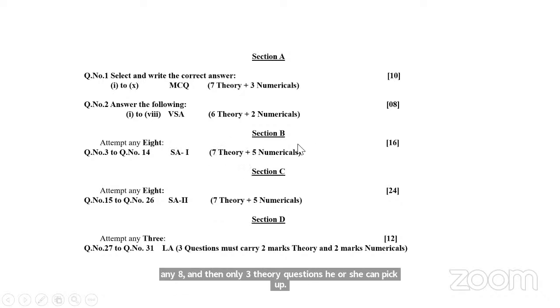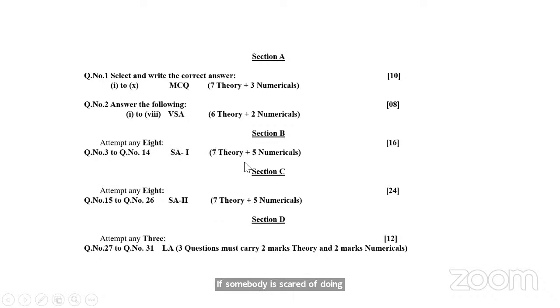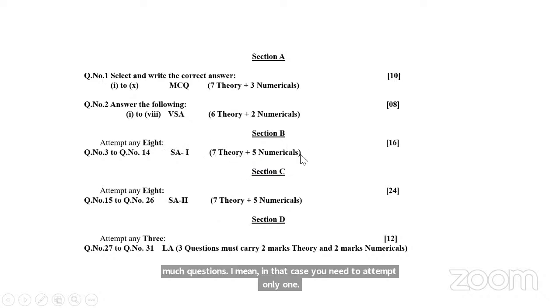But as you look at section B, the split of theory and numericals, if somebody is very good at numericals, he or she can pick up all the 5 numericals, because you have to attempt any 8. And then only 3 theory questions he or she can pick up. If somebody is scared of doing numericals, then you can attempt all the 7 theory 2 marks questions, and in that case you will need to attempt only 1 numerical of 2 marks.